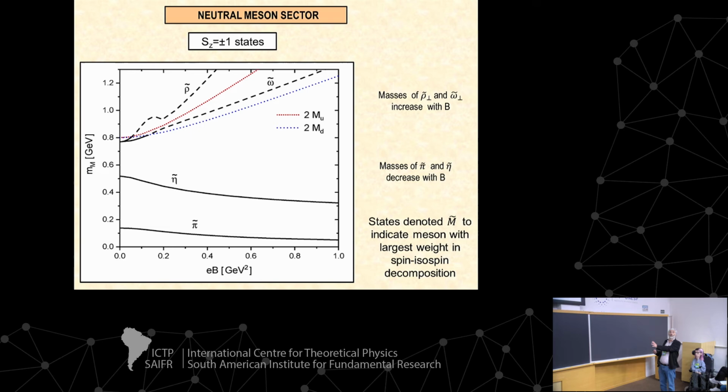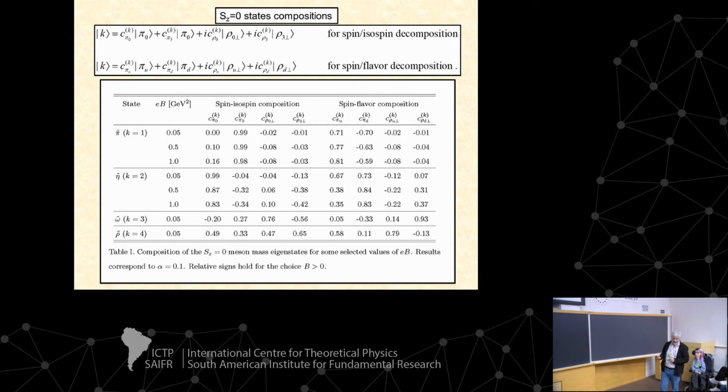So I think this table is useful. You see, for example, the pi tilde is a combination of all these four states. And for the k one, so it's the lowest state, you see the pi 3 is the larger combination. But as you increase the magnetic field, this coefficient decreases a bit. So as you increase the magnetic field, in a way, this state gets spread between the other possible states. This second state you see is basically eta, so it's basically pi zero. And again, as you increase the magnetic field, the coefficient decreases in terms of the others.